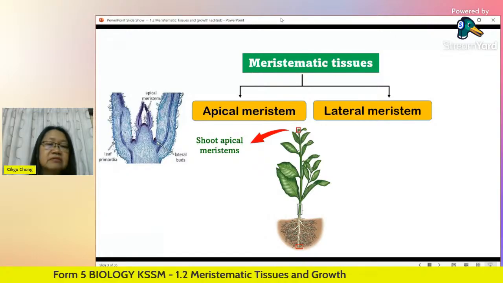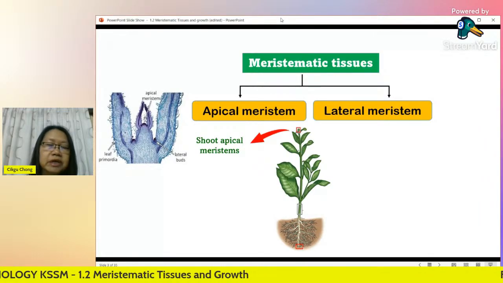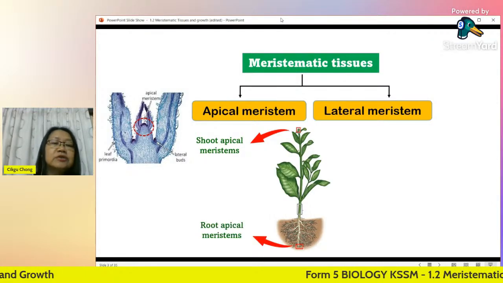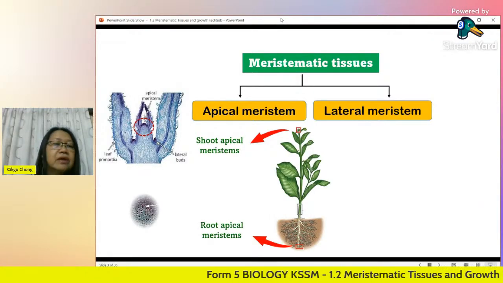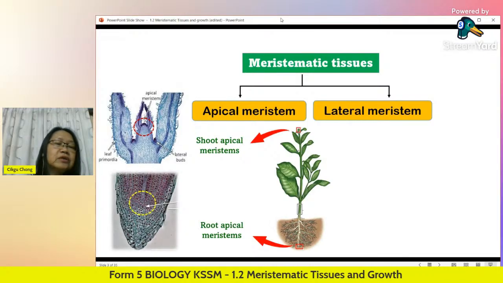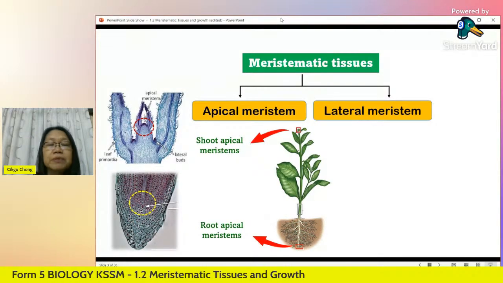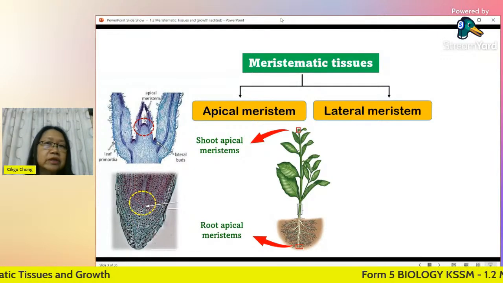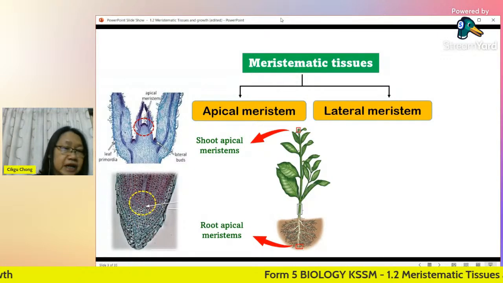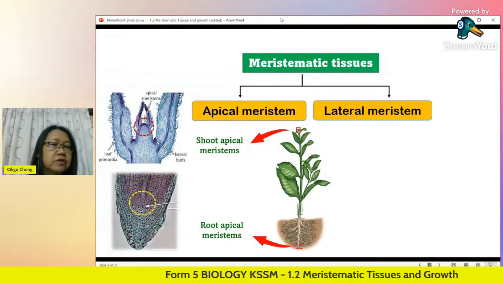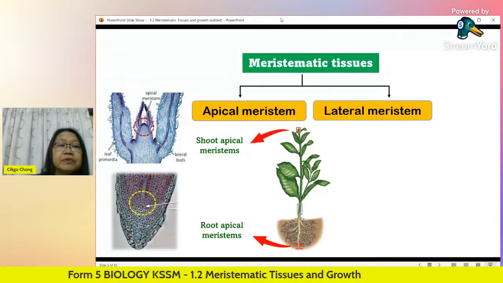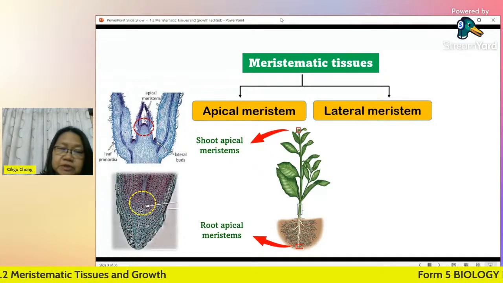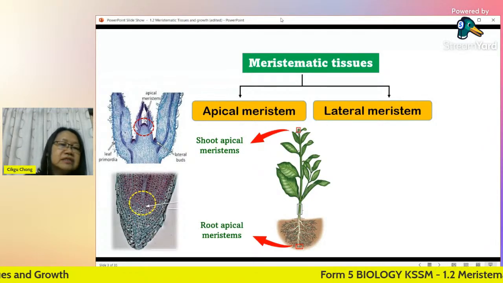At the other end of the plant, you will see the roots. Here is the root apical meristem, and this is the slide showing it. The apical meristems are not scattered everywhere. There is a certain place, which I've highlighted with a circle. The shoot apical meristem is at the very tip of the shoot, whereas the root apical meristem is not at the very tip. You notice that it's behind this area.